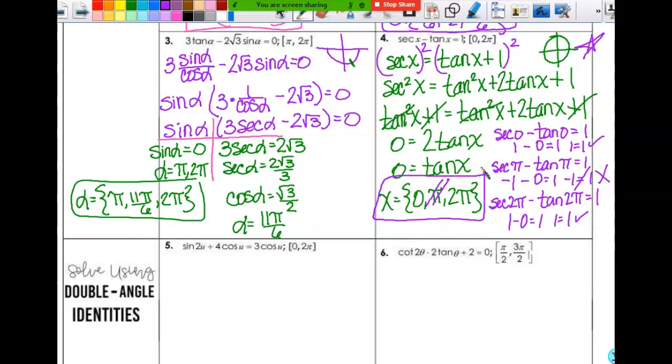And you don't have to rewrite it. Actually, I like it better like this, because what this shows me is you actually found them all, and then you checked them and realized that one didn't work. So it's fine to have it like that.